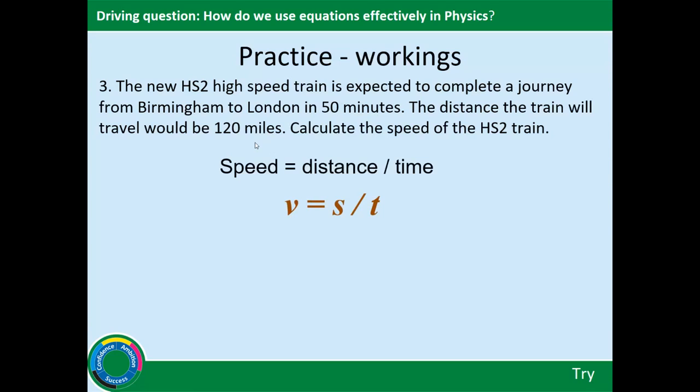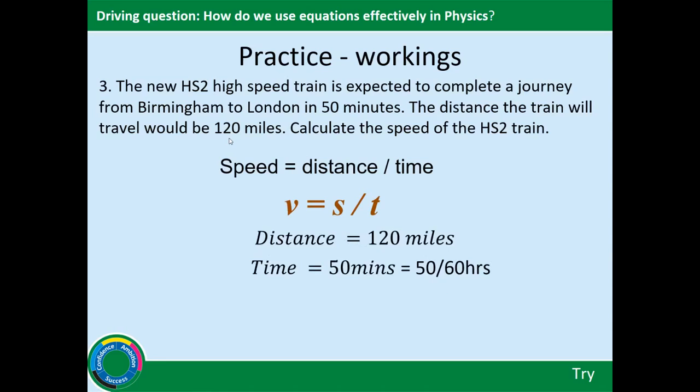Because of space, that's why I've written the rearranged form of the equation directly onto the slides. But in the exam, you might need to show working how you rearrange the equation to get to this expression. So the expression is V equals distance divided by time. Speed equals distance divided by time. As I said, we're given the distance 120 miles. We're given the time 50 minutes.